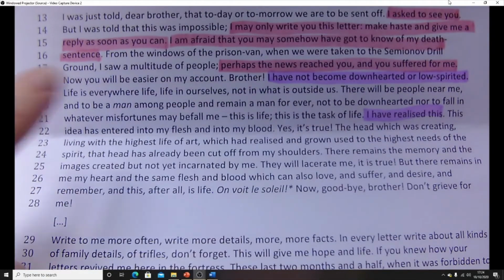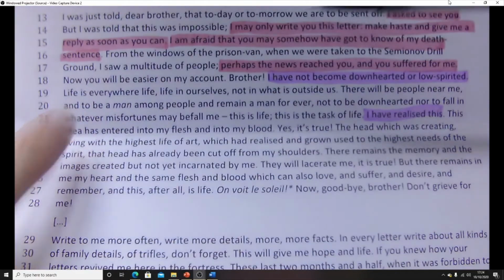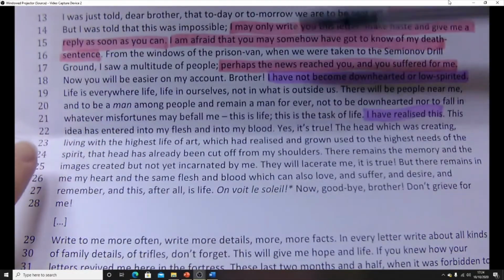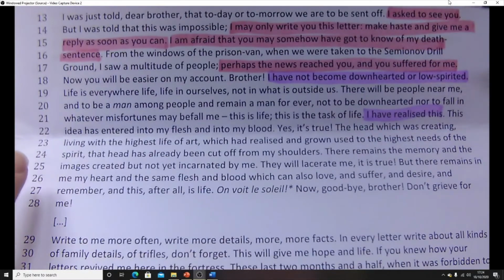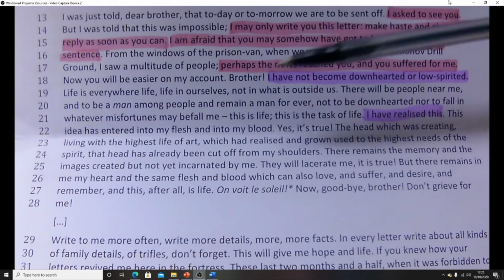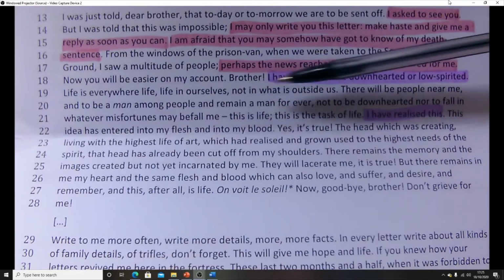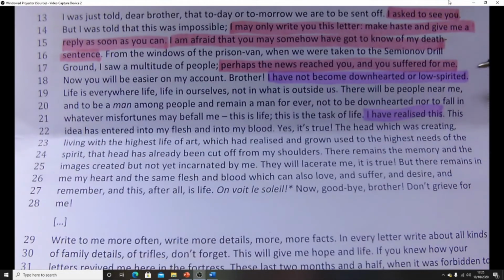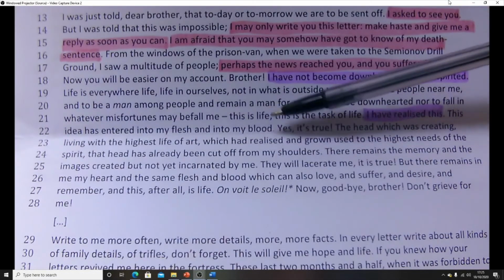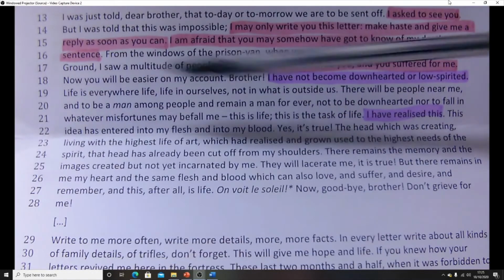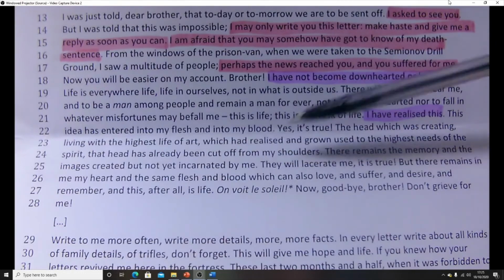From the windows of the van, when I take the cement of dry, I saw multiple people, perhaps news reached you and you suffered. Now you will be easier on my account. Brother, I have not become downhearted or low-spirited. Life is everywhere. Life is ourselves, not in what is outside us. There will be people near me, and to be a man among people and remain a man forever, not to be downhearted, nor to fall in whatever misfortunes may befall me. This is life. This is the task of life. I have realized this. This idea has entered into my flesh and into my blood.